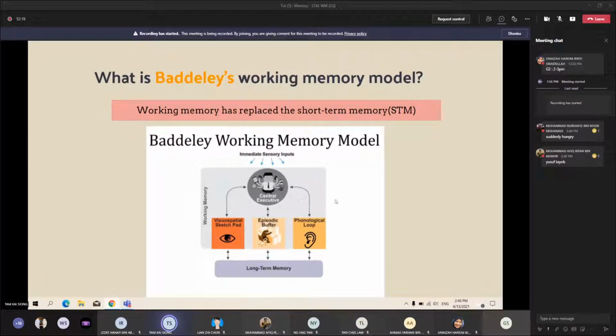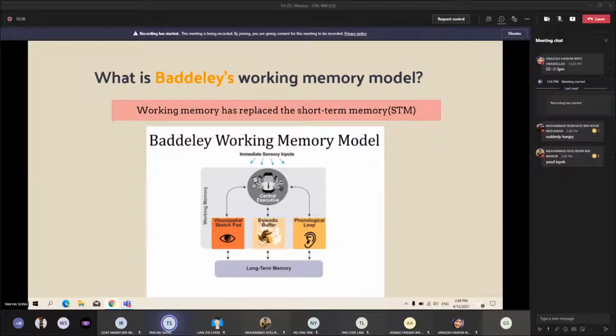At first, we have the phonological loop, which is like when we hear a sound, the sound will be caught by the ears and will loop in our brain. Also the visuospatial sketchpad, which means that when we see a scene, our eyes can catch it, and this picture will stay in our brain for a time. And the last one, the episodic buffer, it will control.